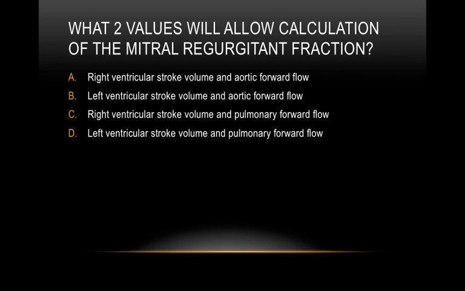So, what two values will allow calculation of the mitral regurgitant fraction without acquiring data at the level of the valve? The right ventricular stroke volume and aortic forward flow, the left ventricular stroke volume and aortic forward flow, the right ventricular stroke volume and pulmonary forward flow, or the left ventricular stroke volume and pulmonary forward flow.